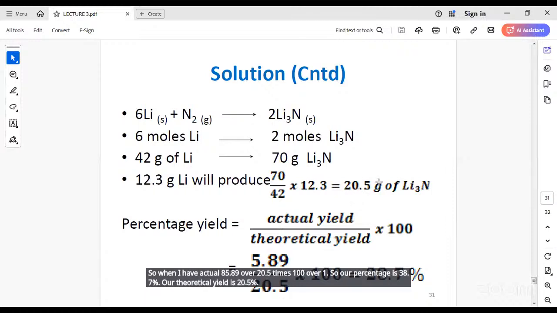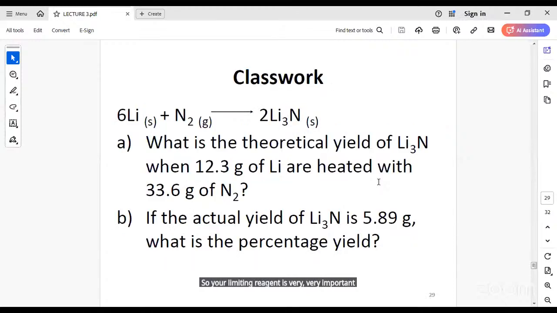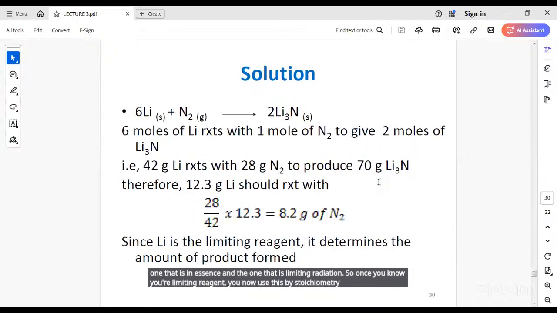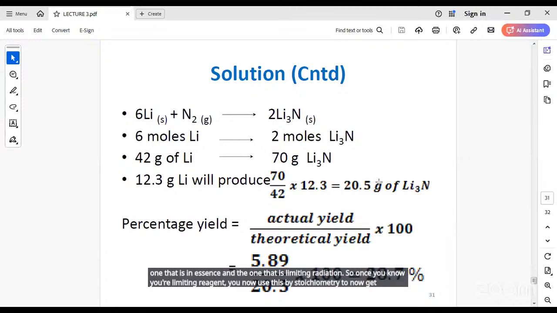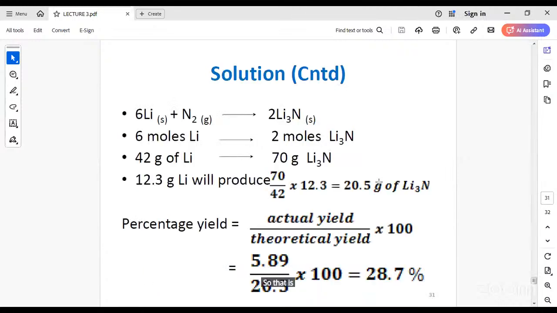So your limiting reagent is very, very important. It will help you to know the one that is in excess and the one that is the limiting reagent. So once you know your limiting reagent, you now use it by stoichiometry to get your theoretical yield. So that is that for our lecture.